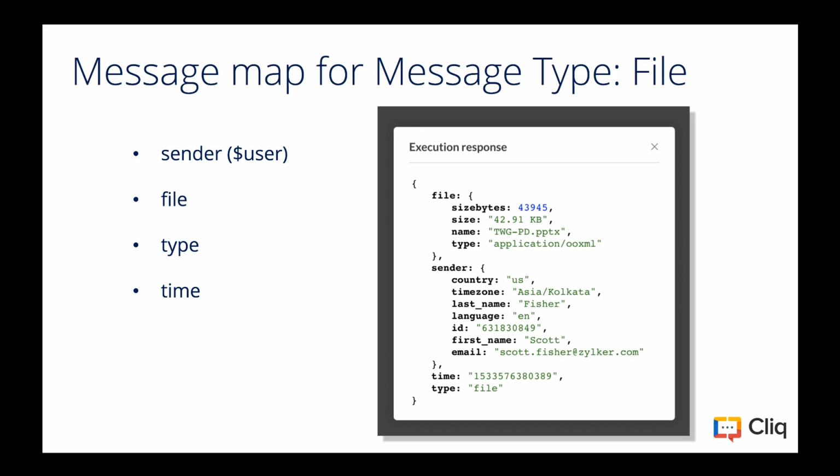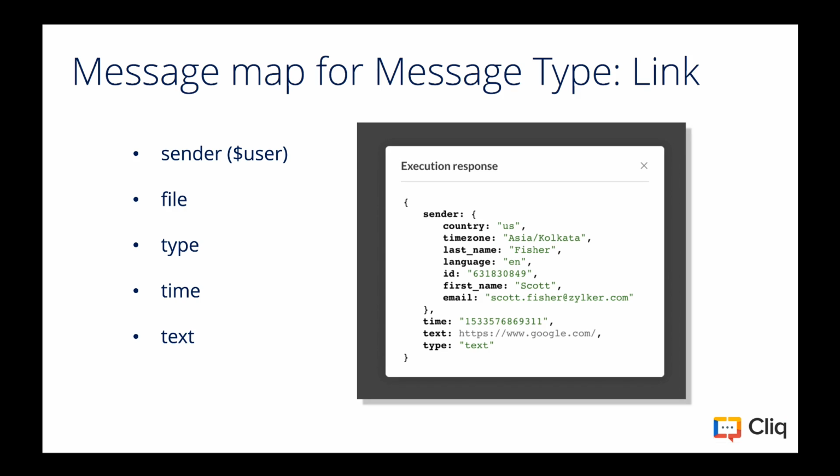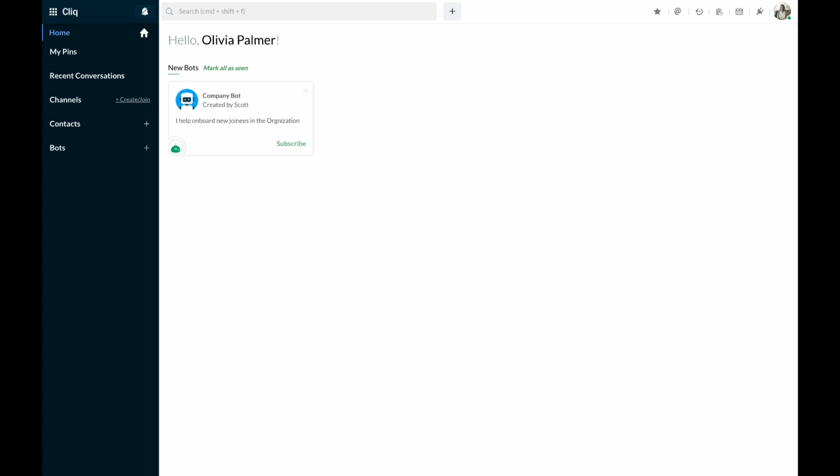For messages of the type URL or link, there isn't much of a difference between a message action performed on a URL or a text message. The message map will contain all the same attributes as when performed on a text message. The URL will be available to the user as a value for the key text. So let's try creating a simple message action now to understand the message map and the attributes.